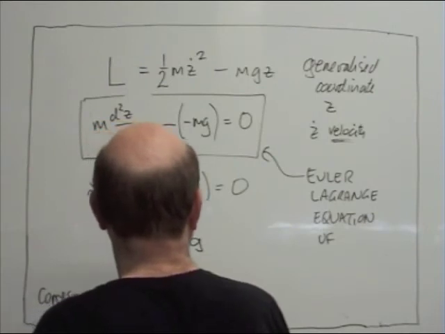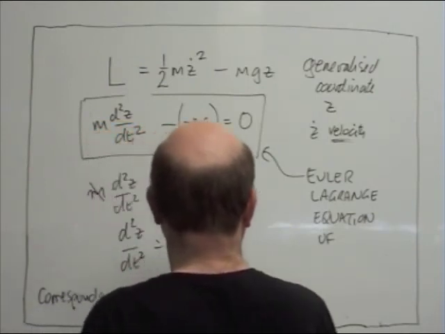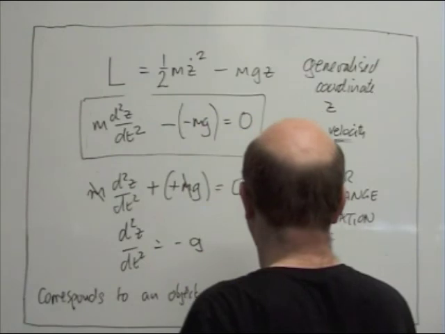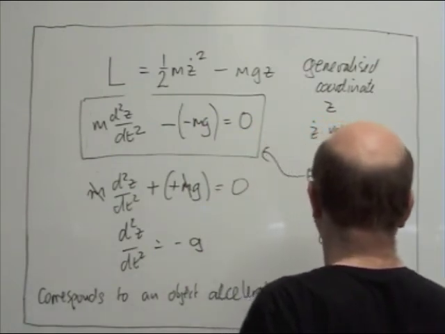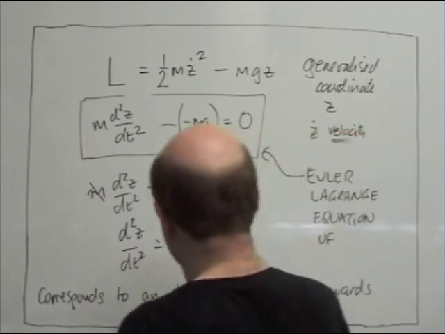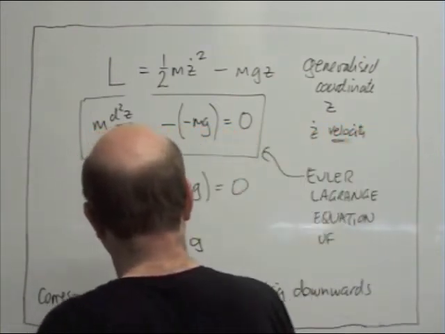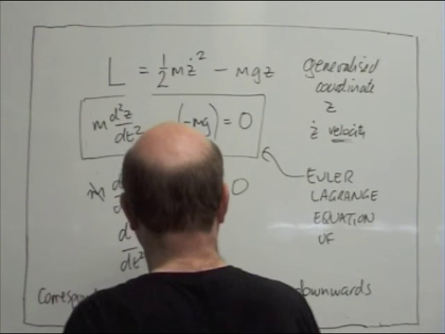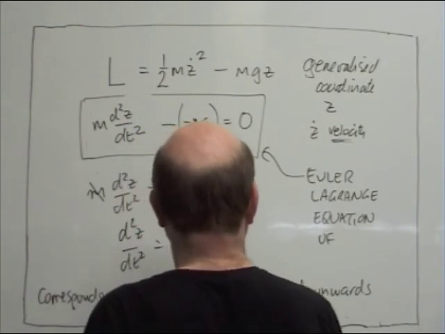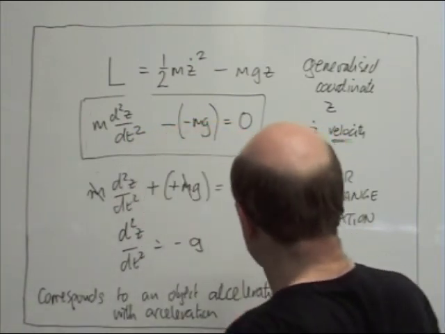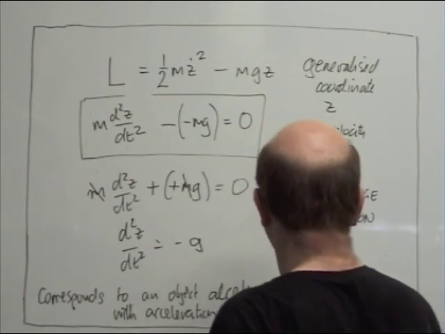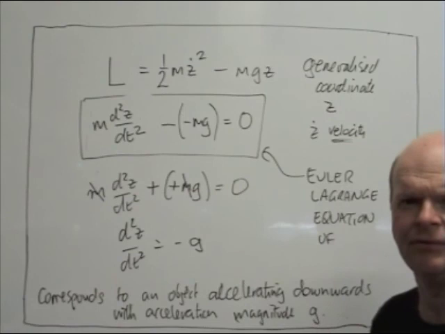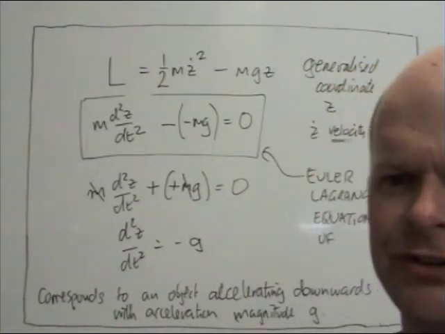So this corresponds to an object accelerating downwards with acceleration g, magnitude g, I guess. Now, that will get you a lot of marks if you did all of that.